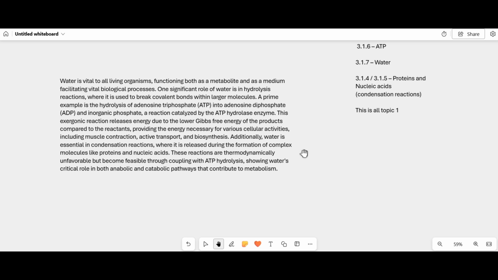What I'm saying with exergonic here is that it's going to be a feasible reaction. It's going to happen spontaneously. If you know about chemistry, you know about feasibility, enthalpy change and entropy, leading to Gibbs free energy. So just sprinkle that in, it adds a little bit of flavor. The reaction releases energy due to lower Gibbs free energy of the products compared to the reactants, providing energy necessary for various cellular activities, including muscle contraction. So you want to mention a couple of things: muscle contraction, active transport, biosynthesis, so making polymers, and that kind of thing.